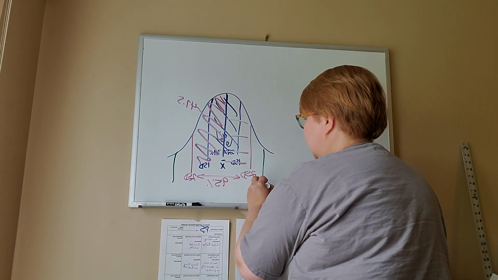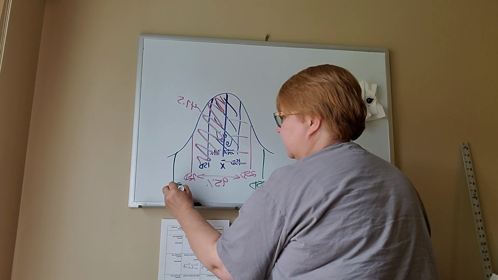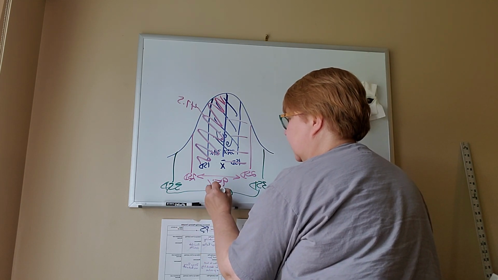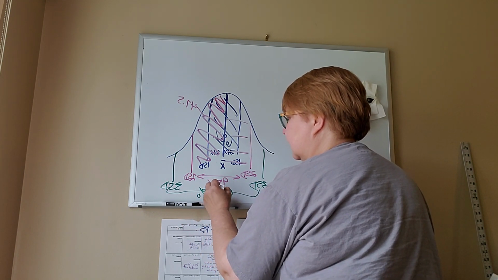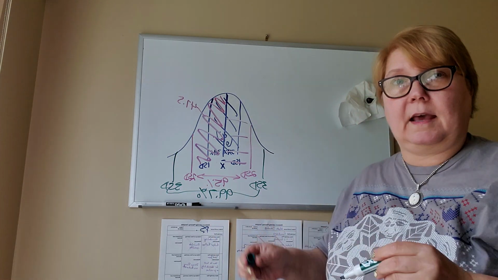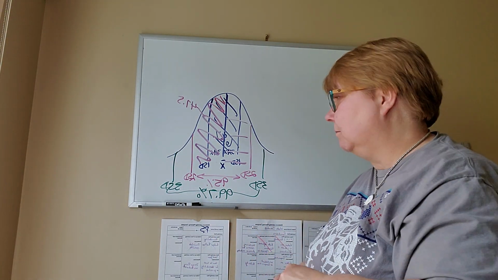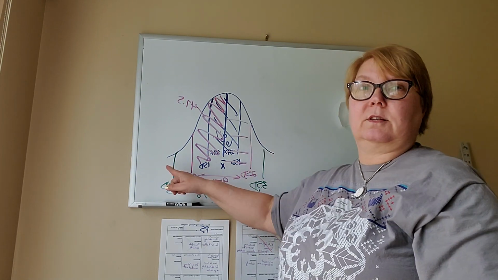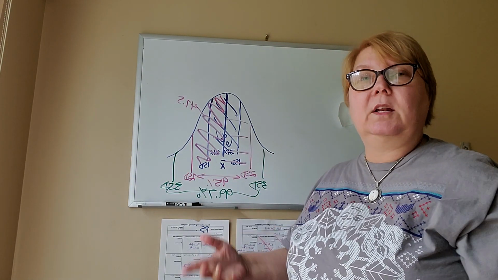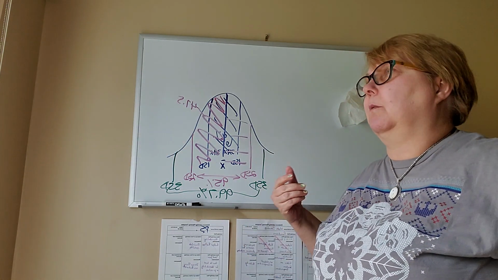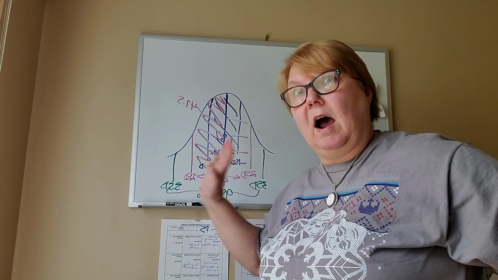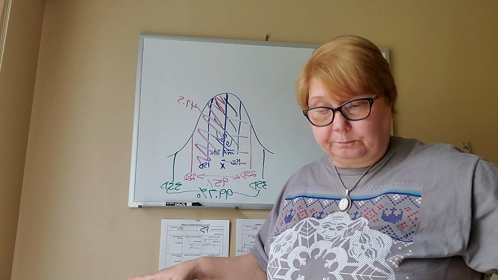If we look at 3 SDs, 99.7% of our data is in that amount of space, which doesn't leave a heck of a lot in these 2 tails. That's why when we look at standard deviation and we look at outliers, we want to look at how far away from the mean they are.